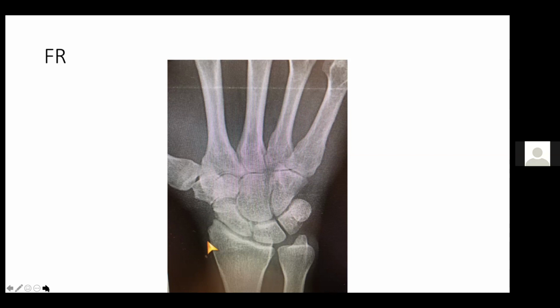Yeah, we got an AP of the wrist here. Trying to look at this systematically. I think I see, I can't see my mouse cursor. I feel like I see a little fragment between the scapholunate interval there, maybe coming off of the proximal pole of the scaphoid. I can't really quite tell.